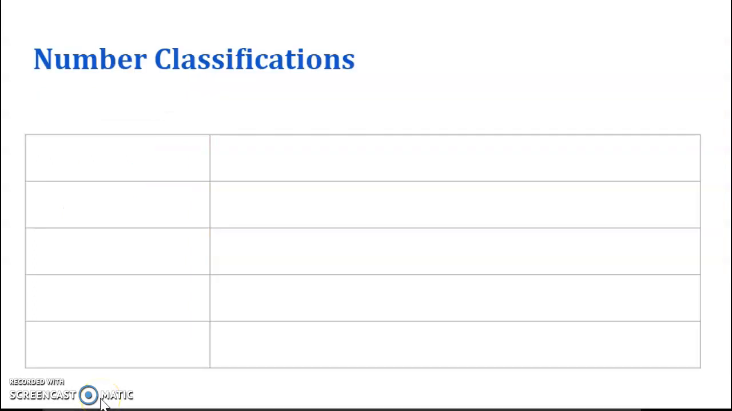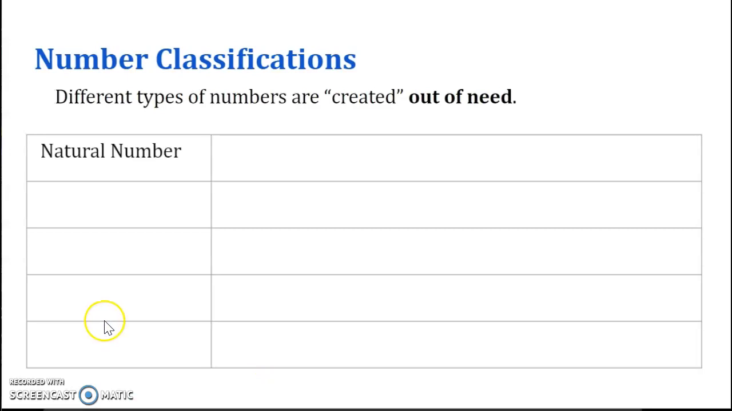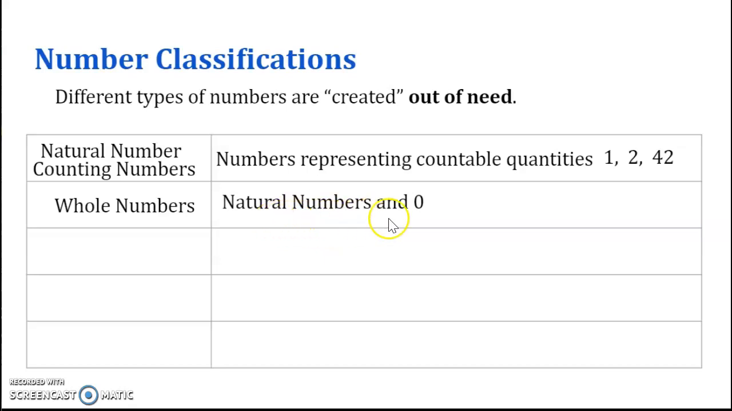So now let's talk about number classifications. Different types of numbers were created out of need. We started off with just counting numbers, or what we call natural numbers, which are numbers representing countable quantities. But then we needed the number 0. So the natural numbers plus 0 are what we call whole numbers in the mathematical world. So now we have expanded to 0, 1, 2, and many other counting numbers.